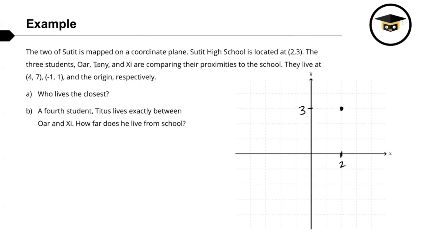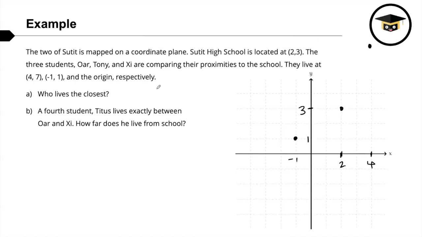The 3 students, Or, Tony, and Z, are comparing their proximities to the school. They live at (4, 7). So (4, 7) would be off the map at this point, but we'll just say 1, 2, 3, 4, 5, 6, 7. 7 is about here. And then we have (-1, 1). So that one's all right. (-1, 1) is here.